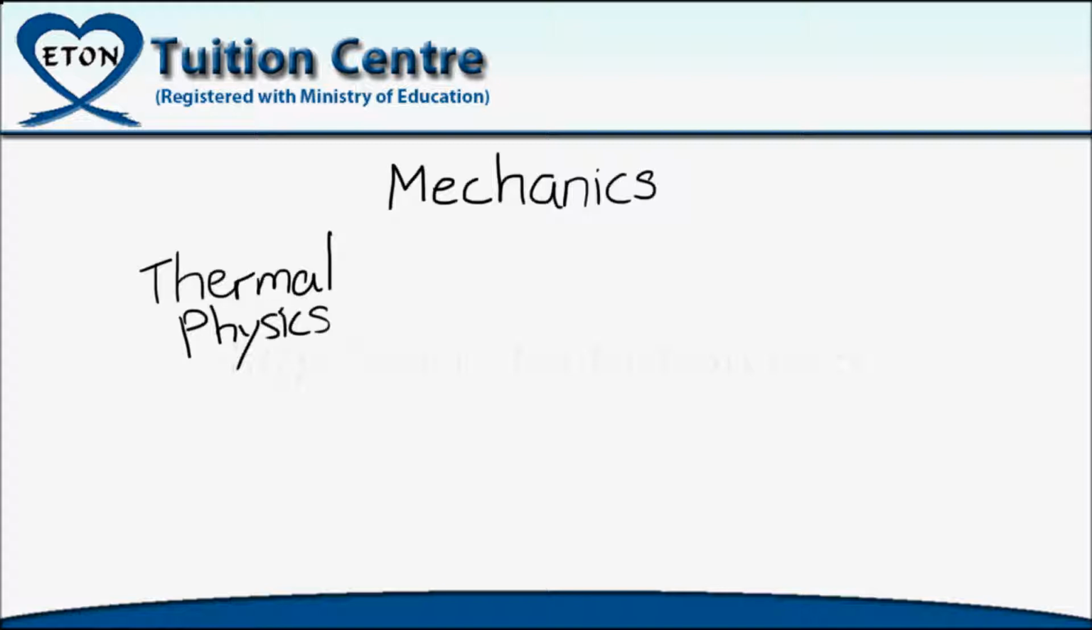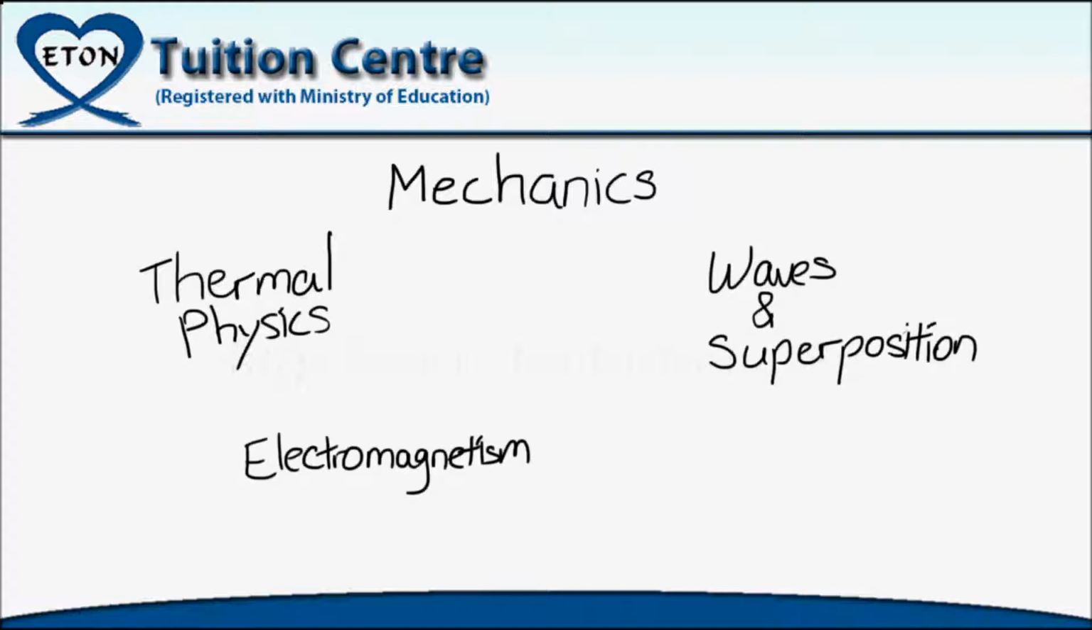This is a general overview of H2 physics. Basically, H2 physics can be divided into 5 broad categories. The first category is mechanics. The other 4 are thermal physics, waves and superposition, electromagnetism, and finally, modern physics.